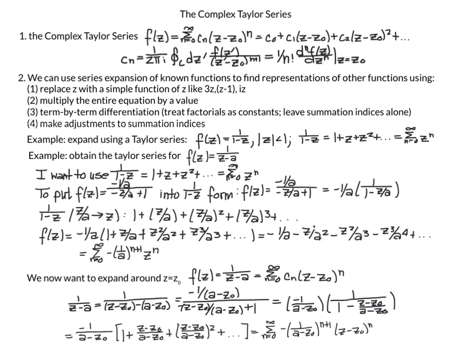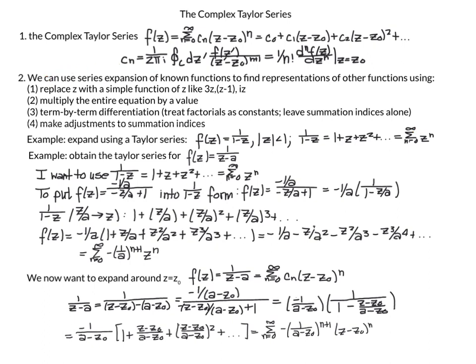An example is first we find the Taylor series expansion of f of z equals 1 over 1 minus z, and we use these formulas here for the complex Taylor series to get the expansion, and we find it is equal to the summation of z to the n. And this is expanded around z naught equals 0.